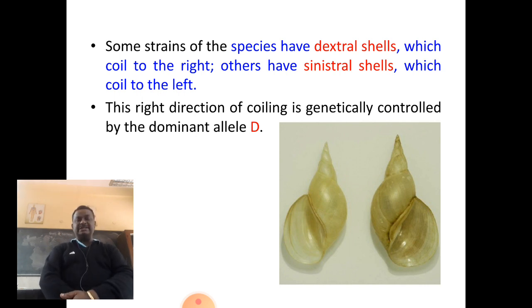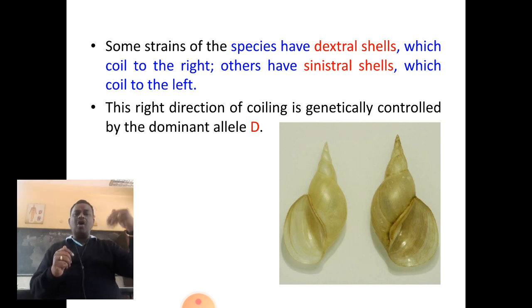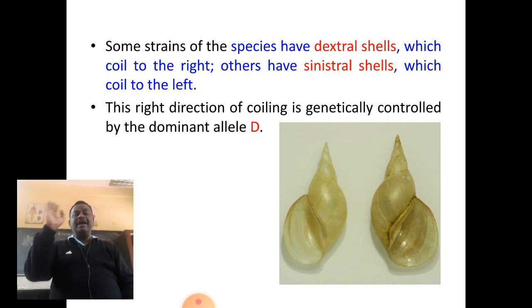According to the scientists, there are two types of shell patterns seen in Limnaea. One coils towards the right side, one coils towards the left side. The right side coiling of the shell is called dextral. Dextral in Greek refers to right, sinistral refers to left. So, the left coiling of the shell pattern we call sinistral. So, dextral for right, sinistral for left coiling.